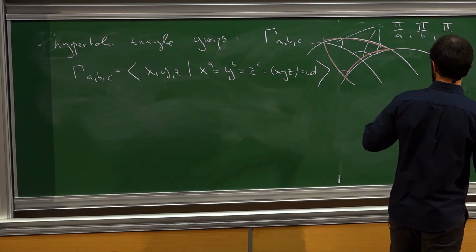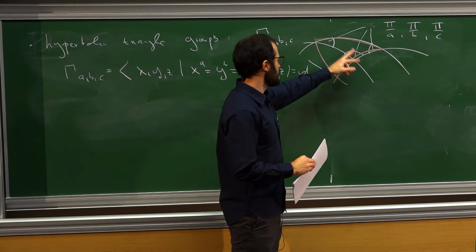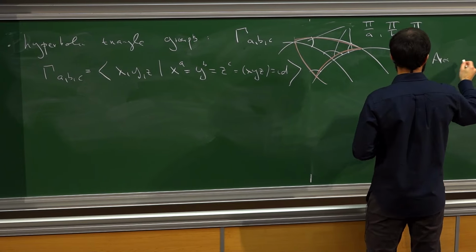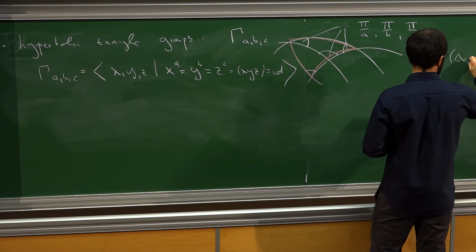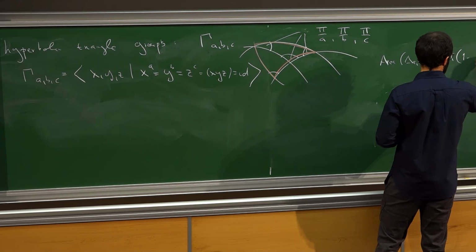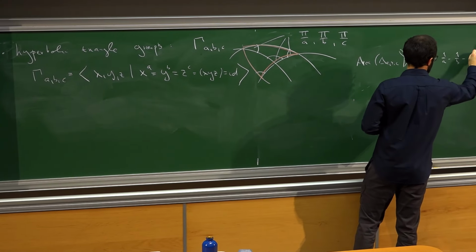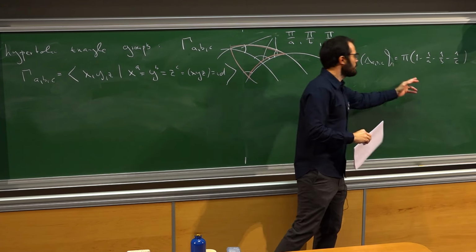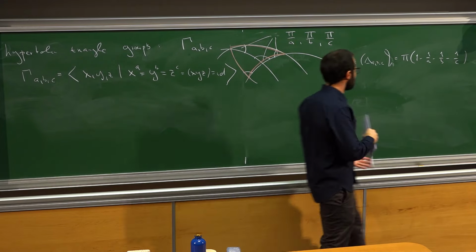It turns out that this object exists precisely when this triangle has a positive area. And there's a nice formula for the area of this triangle, of this ABC, which is pi times (1 minus 1 over a minus 1 over b minus 1 over c). So such a group exists precisely when this area is positive.